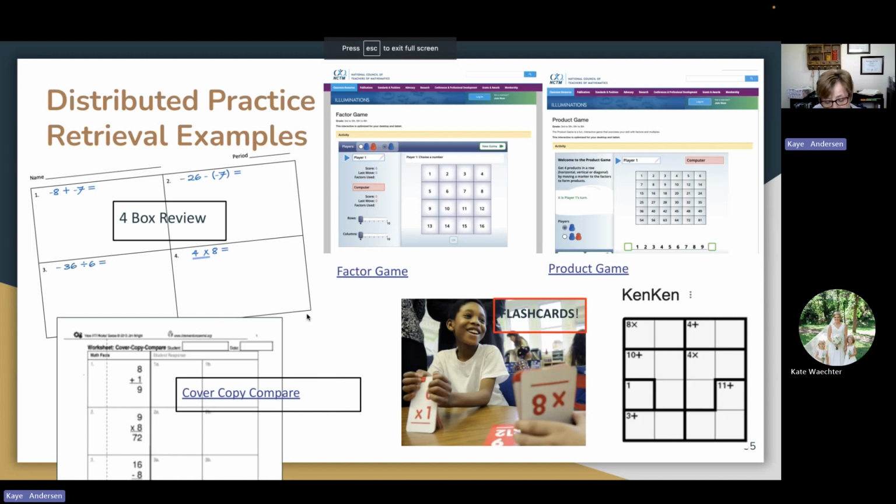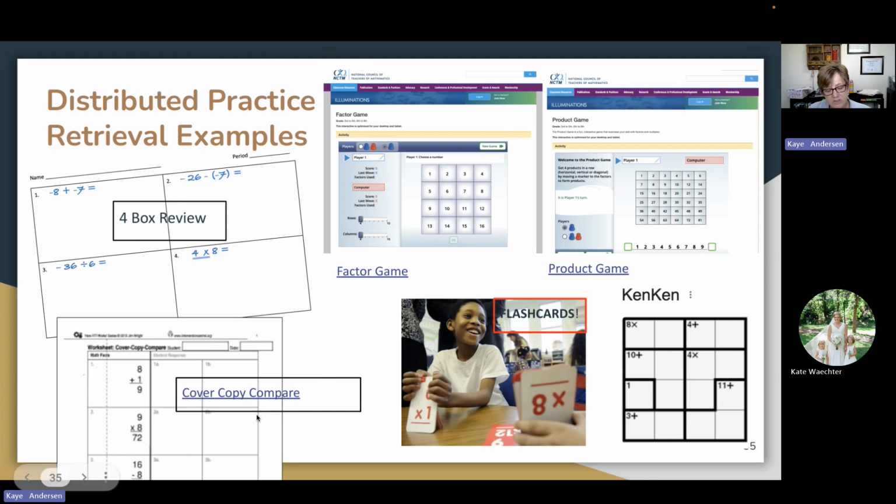There's lots of other ways that you can do this. You can do it through games. You can do it through flashcards. You can do what we refer to as a 4-box review. At the beginning of class every day or once a week, you have 4 problems that you have written on the board. The student writes them into the problem boxes themselves, and they are expected to solve them, and then they show you their answers. And if they're wrong, you're able to give immediate feedback before they do another problem just like it.